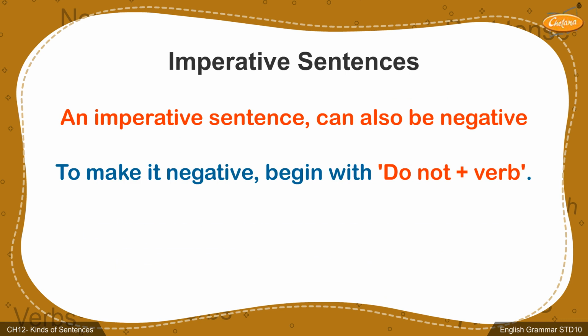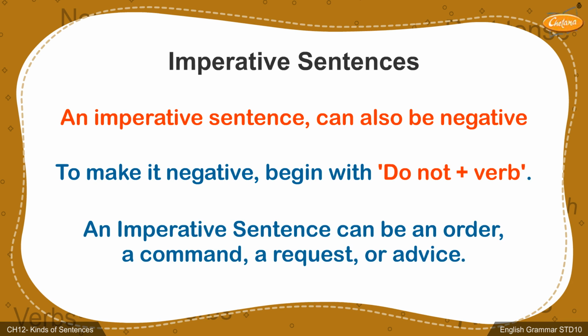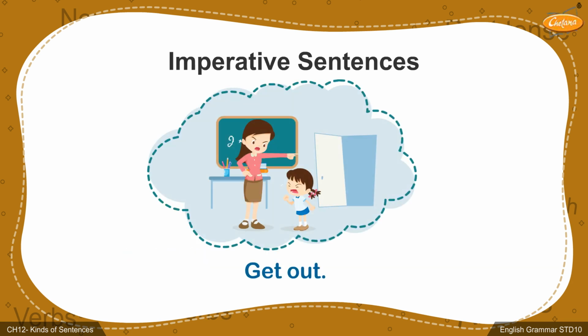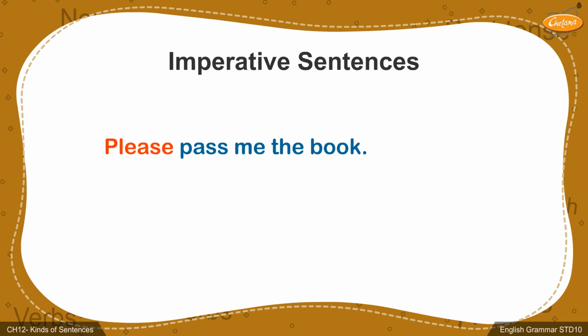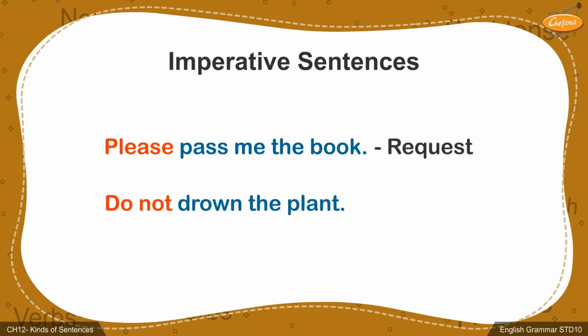Most importantly, an imperative sentence is either an order, a command, a request, or an advice. For example, "Get out." Here, the subject is missing and the sentence is an order. Therefore, it is an imperative sentence. Other examples are, "Please pass me the book," which is a request, and "Do not drown the plant," which is a negative form of the imperative sentence.